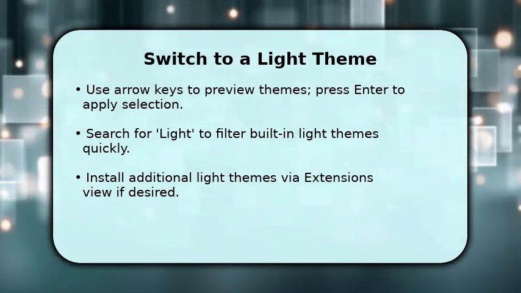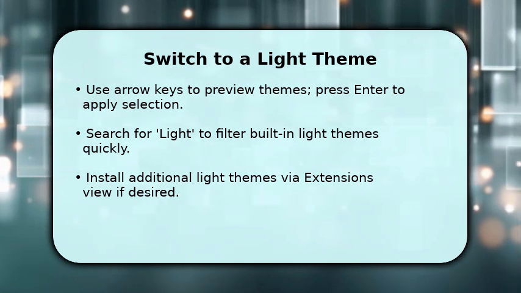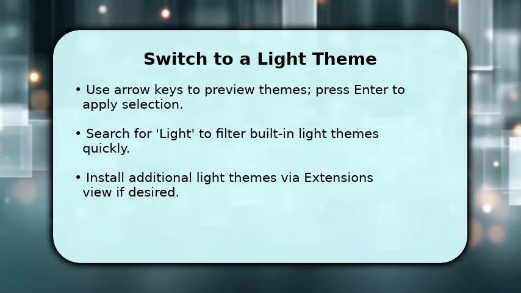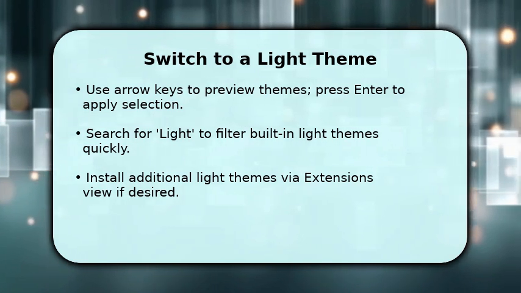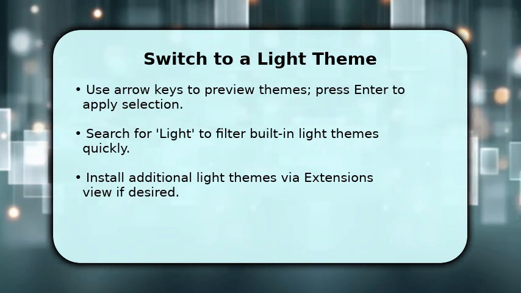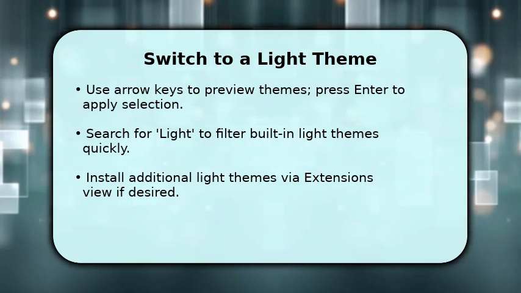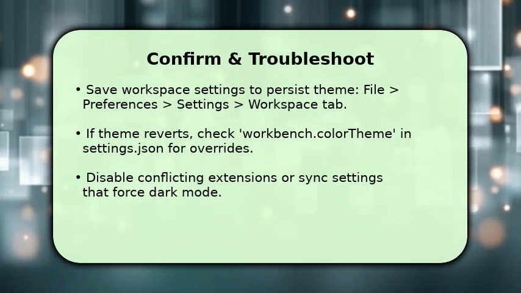If no built-in option fits, open Extensions, Ctrl plus Shift plus X or CMD plus Shift plus X. Search Light Theme, install one, and repeat the palette step to pick the new theme. This gives consistent editor and terminal brightness. You finish by saving the choice to the workspace or user settings so the light theme sticks across sessions.